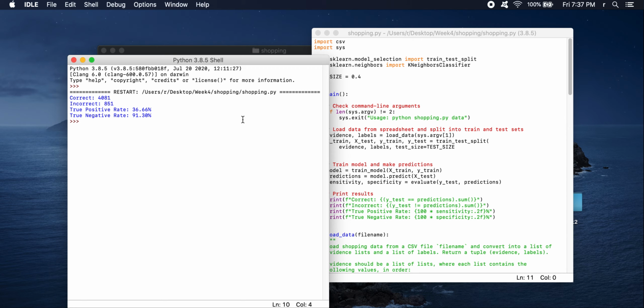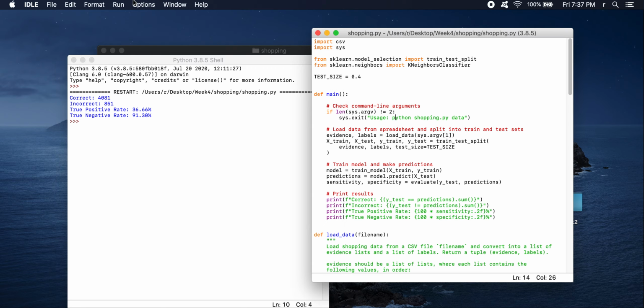And the true negative rate, or the specificity of this model, is 91.3%. So in other words, when you put the test data through the model, when the label is negative, when the customer didn't buy on the website, that is correctly predicted by this model 91.3% of the time. So it's more accurate at telling you when a customer is not going to buy than when they are going to buy, because it's harder to predict if someone's actually going to buy.